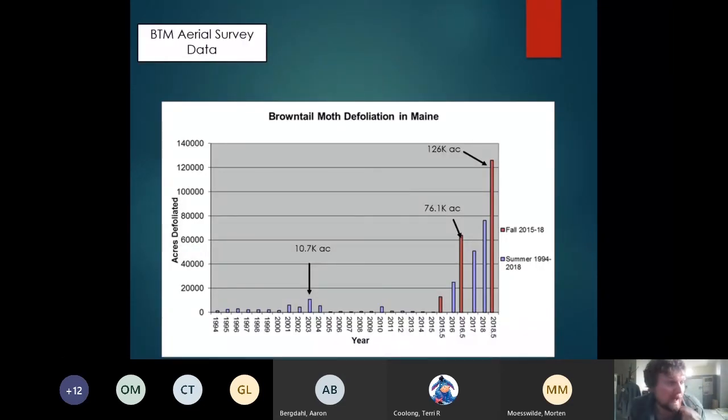This is an older graph, but it shows you how quickly browntail moth shot up. This current outbreak started in 2015, and this is acreage defoliated from browntail moth that we picked up during our aerial surveys. In the preceding decades, at most it was 11,000 acres. And in 2018, we jumped up to 126,000 acres. So quite an increase.